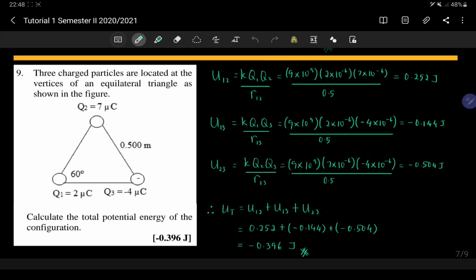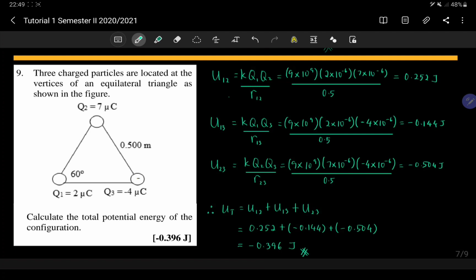Okay, so what do we have now for question number 9? Three charged particles are located at the vertices of an equilateral triangle as shown in the figure. They give you Q1, Q2 and Q3, where Q1 is a positive charge, also Q2, but Q3 is a negative charge, where the magnitudes are 2 micro, 7 micro and 4 micro. They ask you to calculate the potential energy of the configuration. So based on this, how do we calculate the total potential energy?